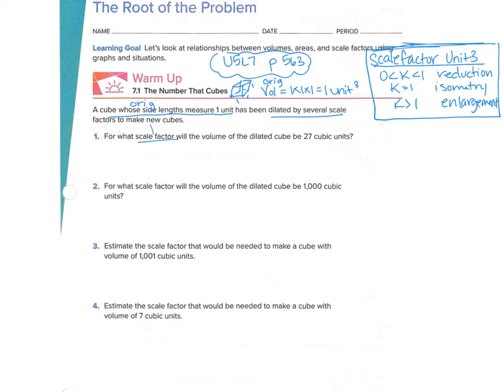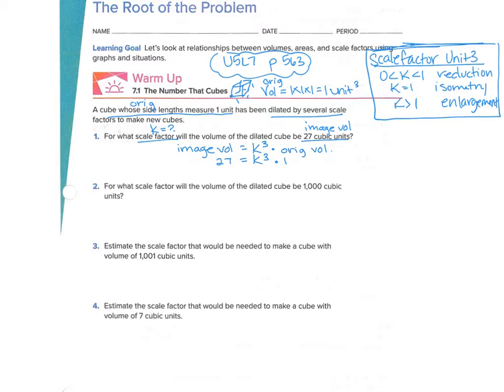It says, what scale factor, that's k, I don't know it, will the volume of the dilated cube be 27 cubic units? This is the image volume, the one that comes after. So remember from our last class, the image volume is equal to the scale factor cubed times the original volume. That's how the volume changes. So let's substitute in what we know. The image volume is 27 equals the scale factor cubed, that's my unknown, times the original volume of 1.